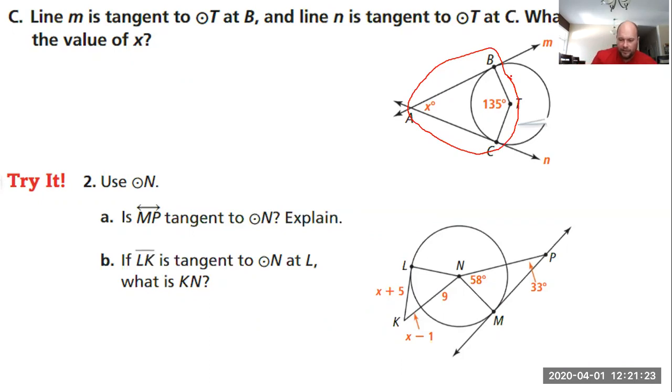So we have two of the angles already written on. One's x, one's 135. And since these are tangents, what are the angles at B and C? Well, they have to be perpendicular, so each one of those is going to be 90 degrees.